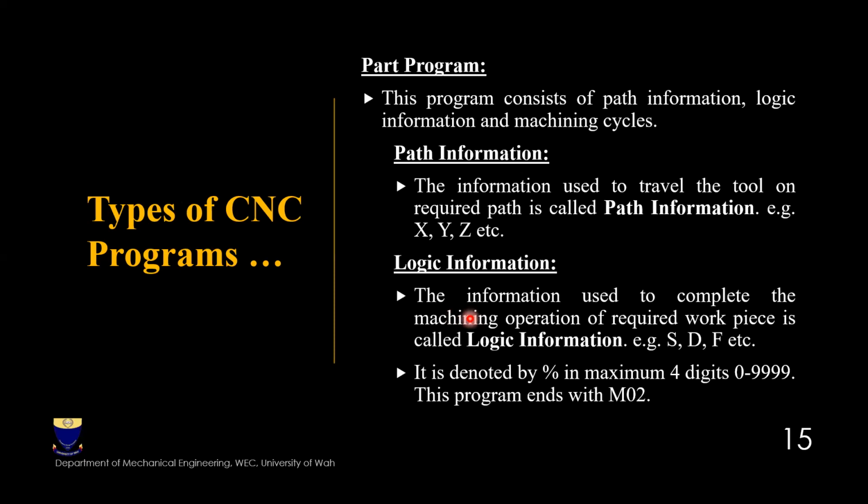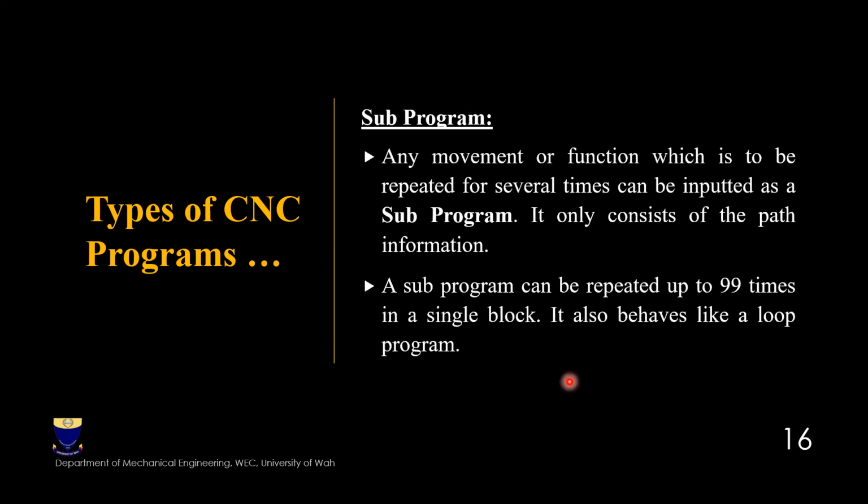Logic information, the information used to complete the machining operations of the required workpiece, is called logic information. It is denoted by a percentage sign with a maximum of 4 digits, like 02999. This program ends with M02. So basically, this is the program logic, where you start with a percentage and then the program number. If you have to find it, you can find it as well.